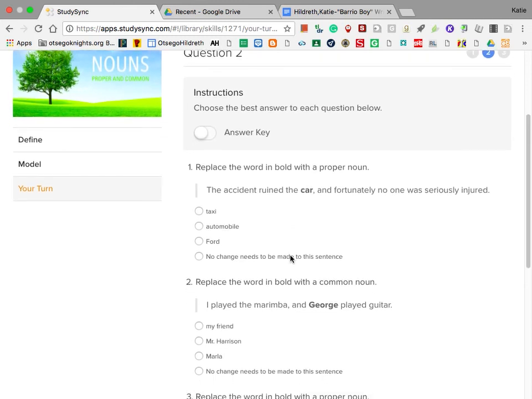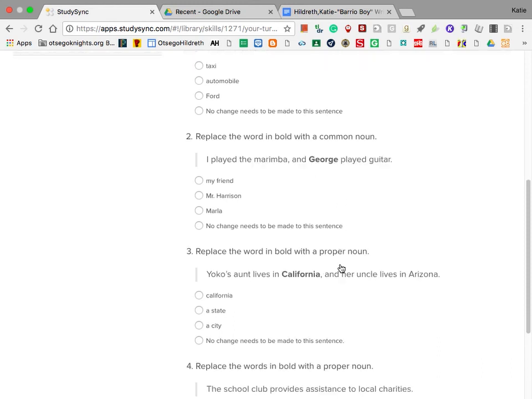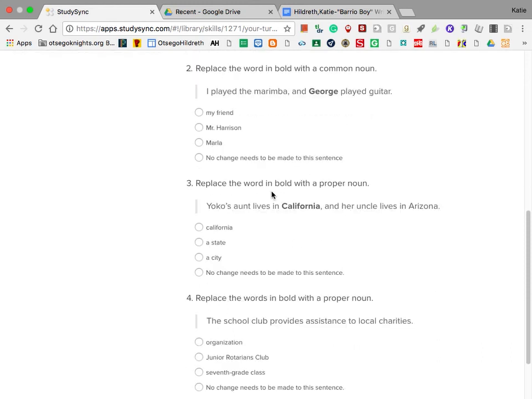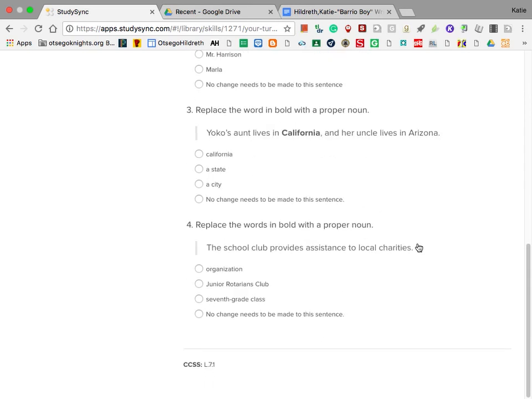Now, in the next one, it says replace the word in bold with a common noun. So it says, I played the marimba and George played the guitar. George is a proper noun. We need to switch it with a common noun. Okay? Number 3, replace the word in bold with a proper noun. Yoko's aunt lives in California and her uncle lives in Arizona. Okay? So you have your choices, California, state, city, or no change needs to be made in the sentence.